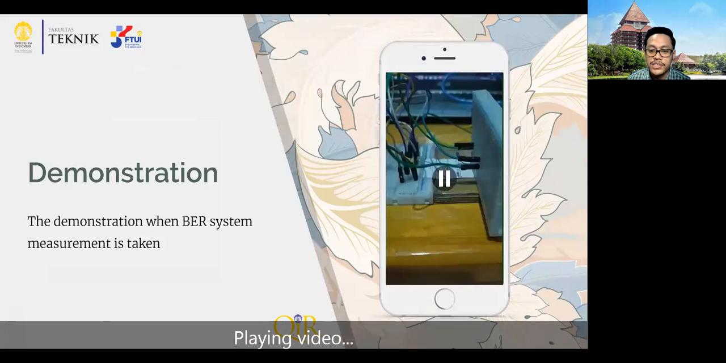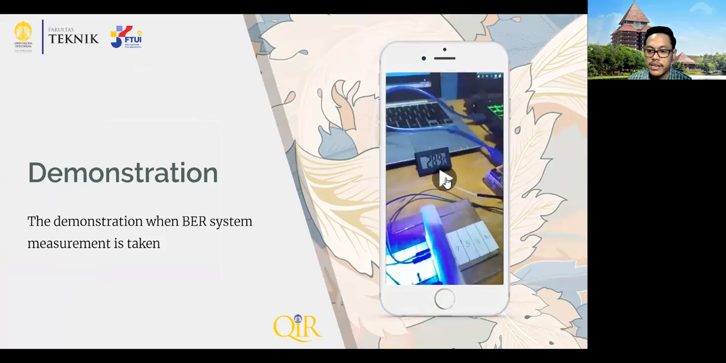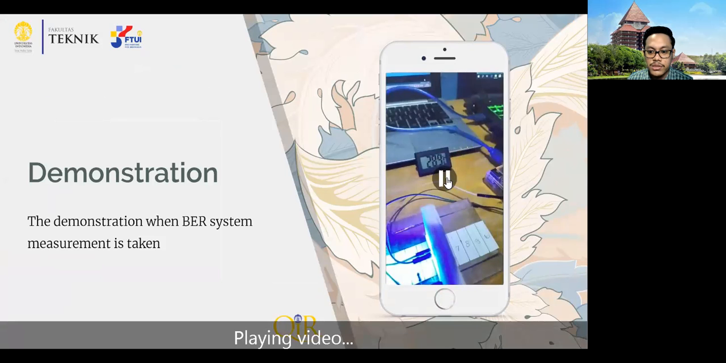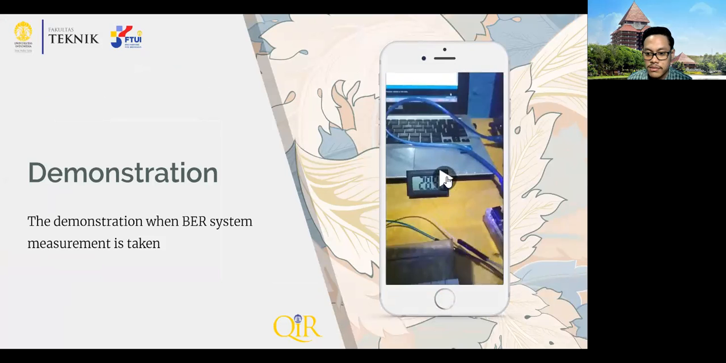The following video is a little bit of demonstration during the experiment of measuring the BER system parameter. In this research, the measurement method is using line of sight propagation, where the LED component and photodiode component directly face each other.